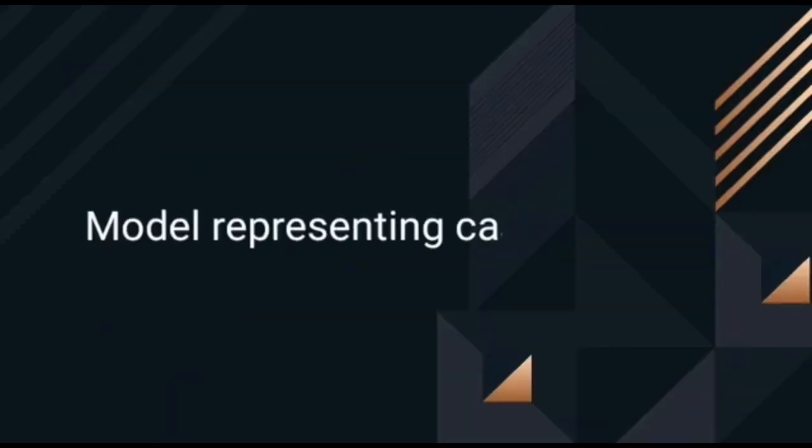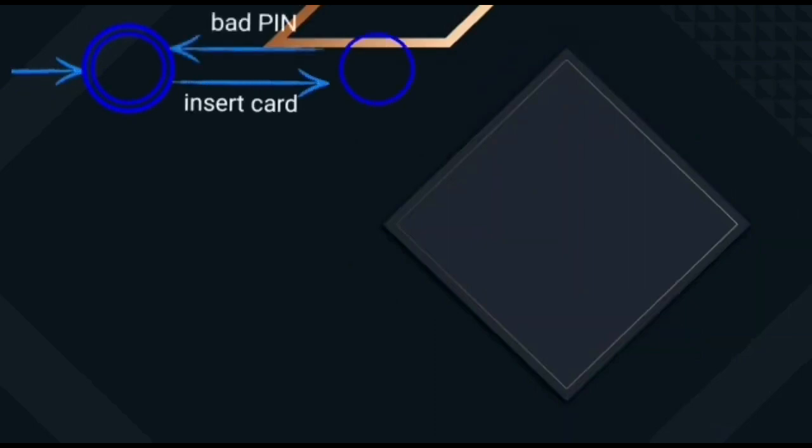The next method is model representing cash deposit. First, when we insert ATM card into the ATM machine, it will ask to enter the PIN. If the entered PIN is incorrect, it will return back to the previous node. If the entered PIN is correct, it will move to the next node.